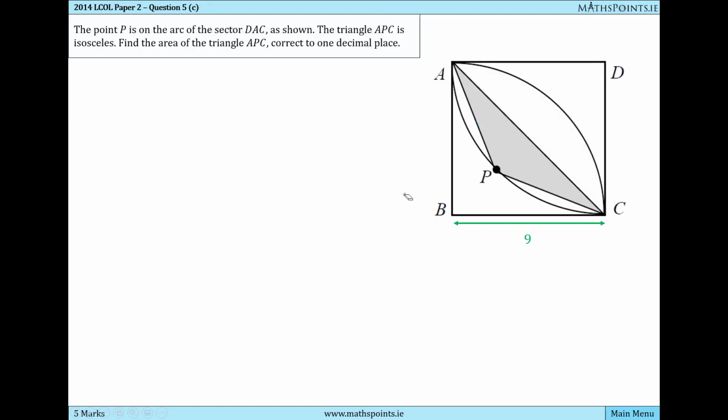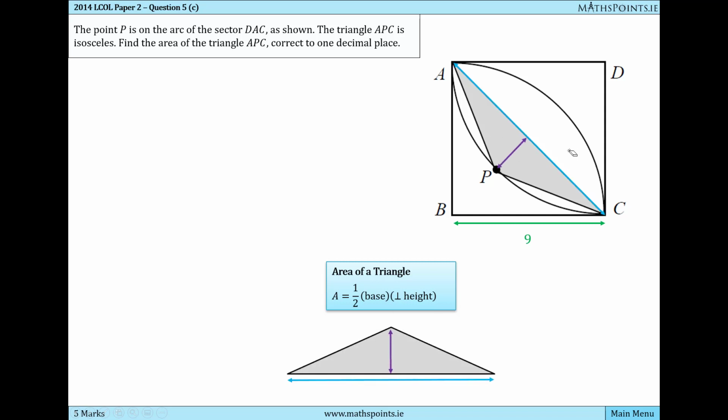The C part of the question tells us that there's a point P on the arc of the sector DAC as shown. We're told that this shaded triangle APC is isosceles and we're asked to find the area of this triangle. So to find the area of a triangle we need 2 things. We need a base and we need a perpendicular height. The base is going to be the diagonal of the square and the height is going to be the radius DP minus half the diagonal of the square.